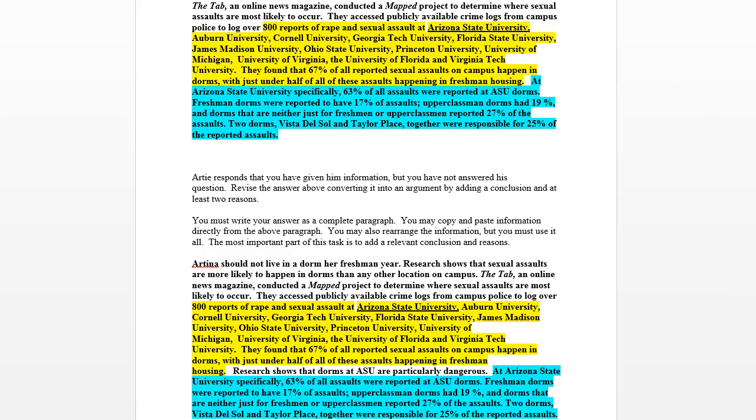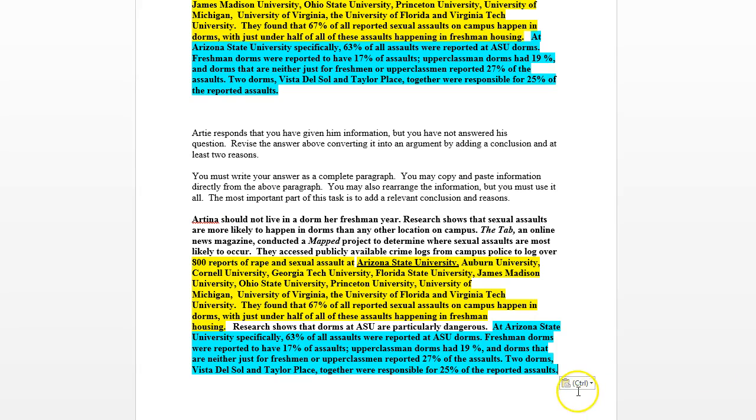Now, good. All right, so we have the evidence, but we kind of want to tie it all together, right? Because even though we have those reasons, we still need to sort of reinforce the idea that Artina should not live in a dorm. So here we want to use our own understanding and make our own opinion. And so you would have a summation statement, and your summation statement usually ties back to that conclusion and makes sure that the reader understands what you want to say.